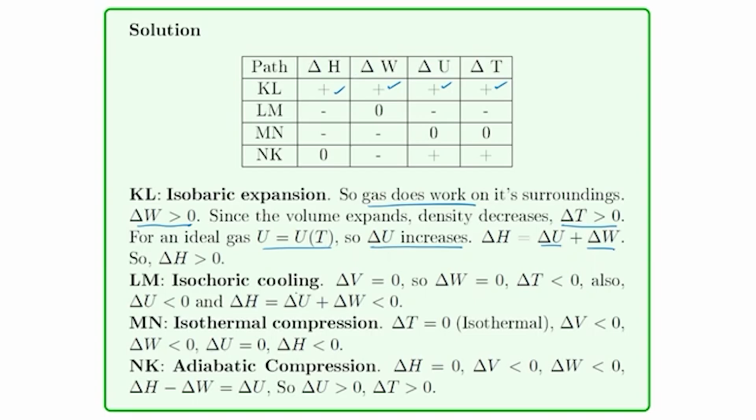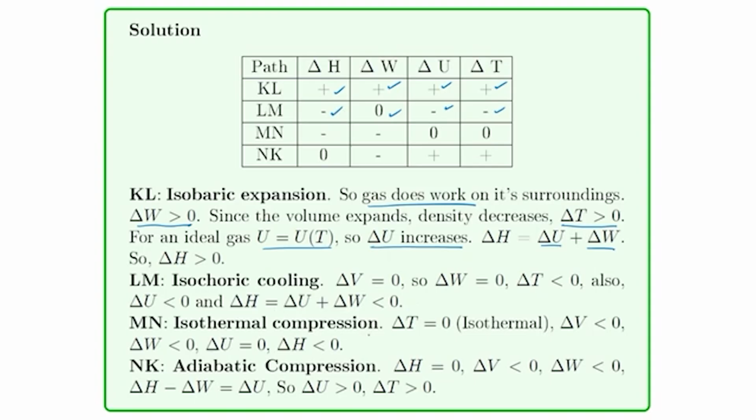For the other, isochoric cooling, we have delta V equal to 0. So work done goes to 0 because work done is PdV, and delta T is less than 0 because the gas cools at constant volume. So delta U is less than 0 as well. That is what is shown by negative, and work done is 0. So delta H is negative as well, because both delta U and delta W are negative or zero.